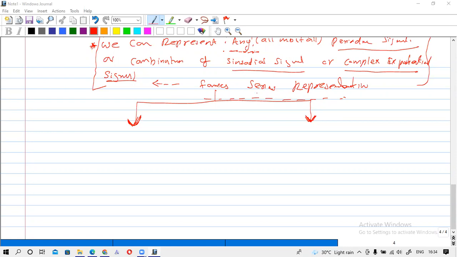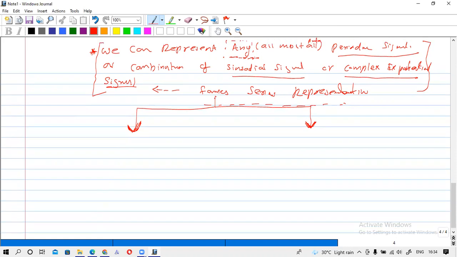So how many representations will we have? We will have two representations. When I ask how many, I mean the number. I have divided the Fourier series representation into two. Also, I have told you that we can write any periodic signal as a combination of sinusoidal signals or complex exponential signals. So you can see that we will have two representations.